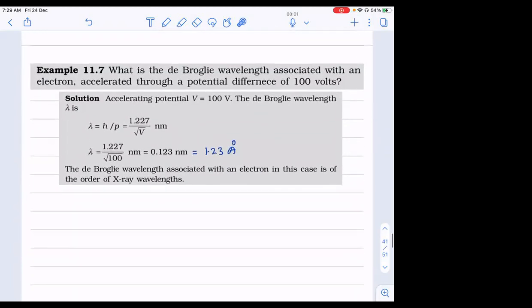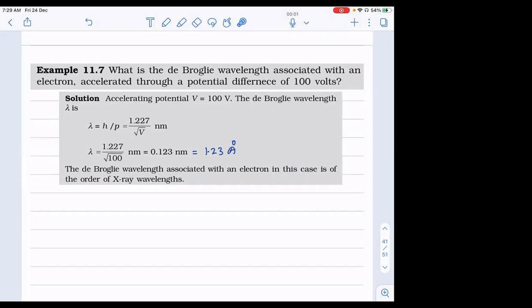And also this question: potential difference was 100. Put the value here in the formula. So you'll get 0.123 nanometer, or in terms of angstrom, it will be 1.23. The de Broglie wavelength associated with an electron in this case is of the order of X-ray wavelength. The wavelength of the electron is quite a low value, which happens to be equal to the wavelength of X-rays.